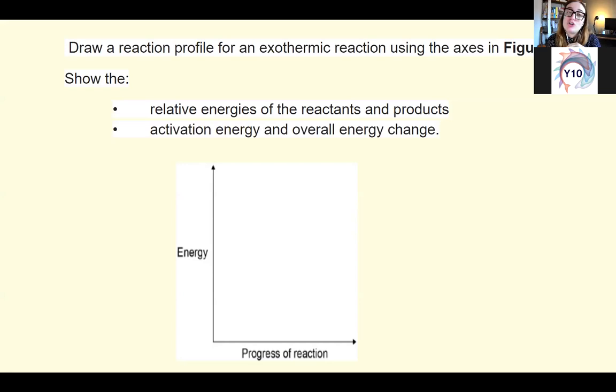It says, show the relative energies of reactants and products and activation energy and overall energy change. So those two things are things you need to label. Now, whilst you're having a go at that, I'm going to do it at the same time. And I'm going to label it as how you would need to label it in an exam to get those full marks. Okay? So off you go, guys.